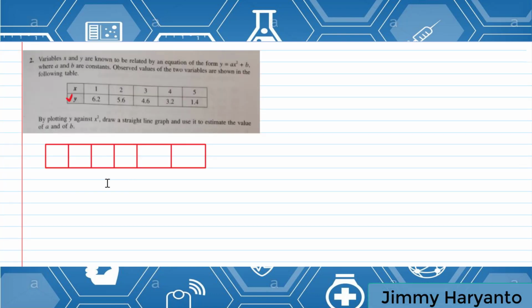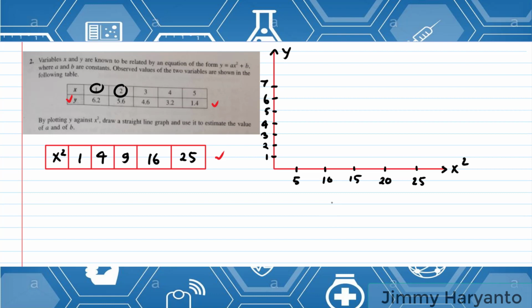So we already have x for number 1, 2, 3, 4, and 5. To get x squared, we have to square the x. 1 squared equals 1, 2 squared equals 4, 3 squared is 9, 4 squared is 16, and 5 squared is 25. So we have to draw this x and this y. This is the x-axis, this is the y-axis. Okay, let's draw it. This is the axis, and then we have to plot one by one.